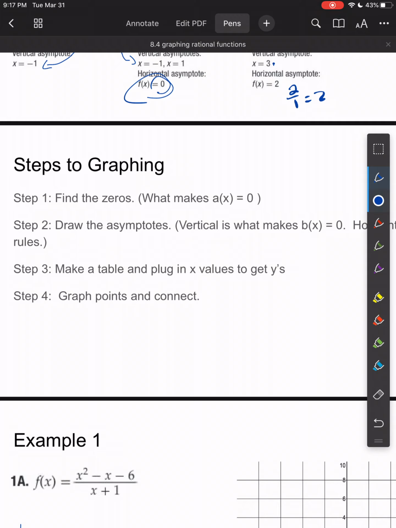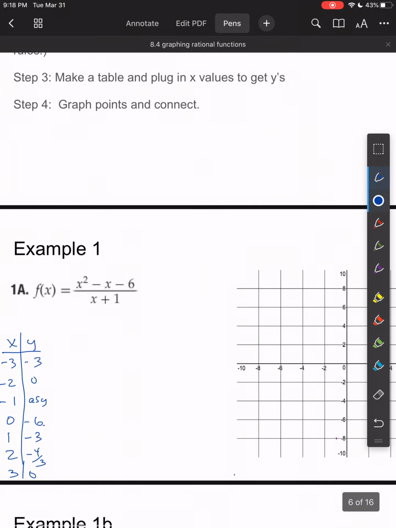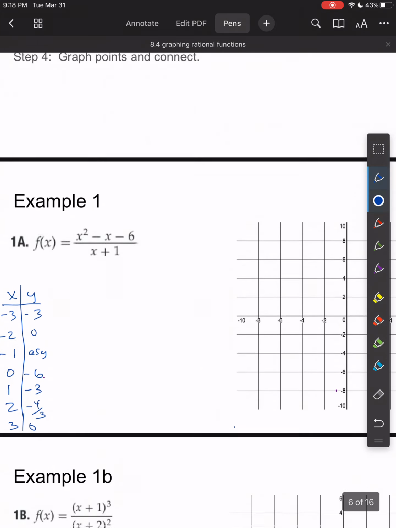Steps to graphing these. Step 1, you always want to find out where your zeros are. That's where the graph crosses the x-axis, and this will always happen whenever the numerator goes to 0. So we're going to factor often the numerator and see what makes it go to 0. That's step 1. Step 2, we're going to draw in the asymptotes. We have the rules for those. Step 3, we're going to make a table, plug in x values, get y values out, then graph the points.